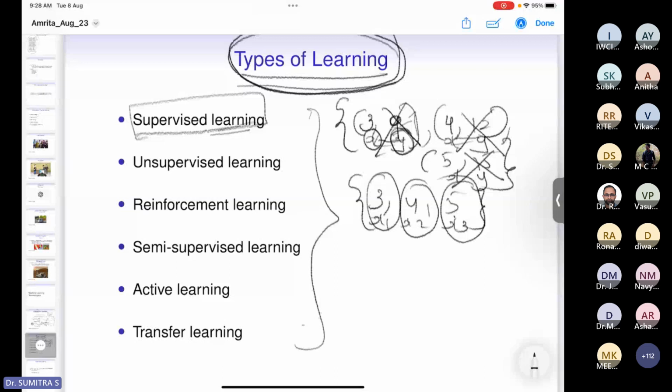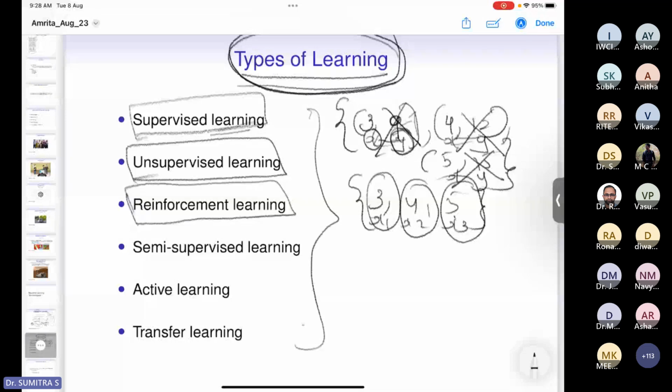So if we specify that we need 3 groups, the algorithm has to understand the characteristics of the data. Using that information, it has to divide it into 3 different groups. If you're providing the data in that way, this comes under unsupervised learning. Next comes reinforcement learning.